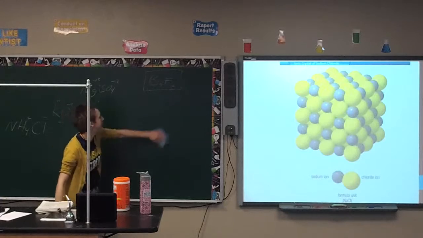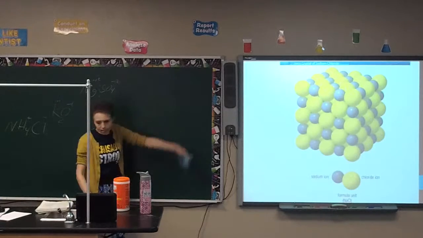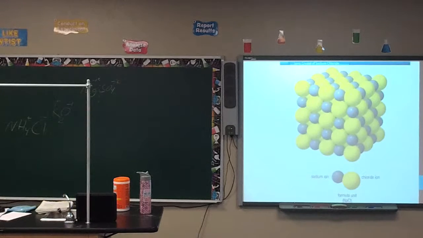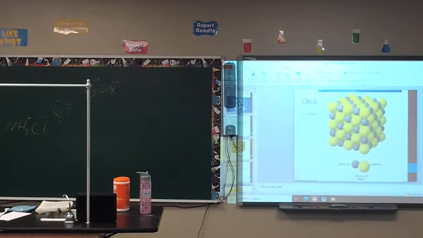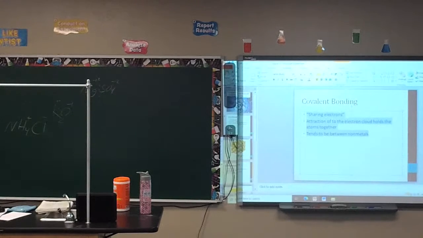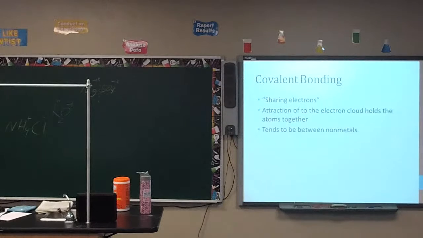Alright, so the next type of bonding is covalent bonding. This one is between non-metals and non-metals. I'm going to make this bigger as well so that Jamie can see it. We'll make it a larger font.